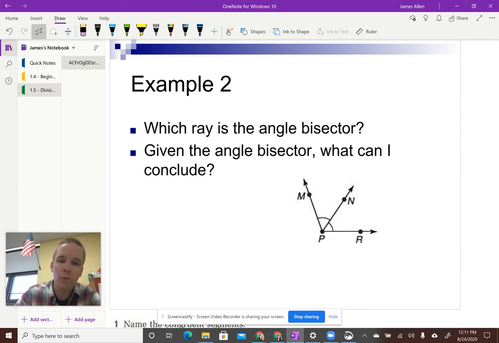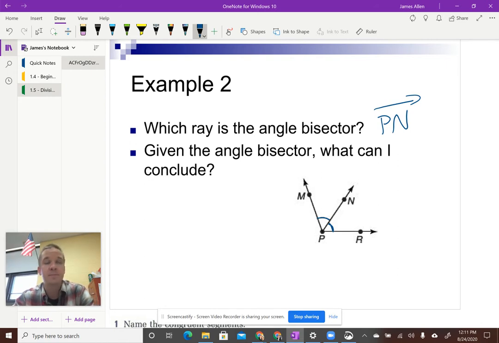Another example. Which ray is the angle bisector? Well, as you notice here with the arcs, this arc and this arc mean that these two angles are congruent. They have the same marking. So which one's the bisector? Well, that would be PN. And remember, it's a ray that is doing the angle bisecting, because an angle is made of two rays with a common endpoint, if we remember back to that definition. A lot of definitions to put in the old cabeza.